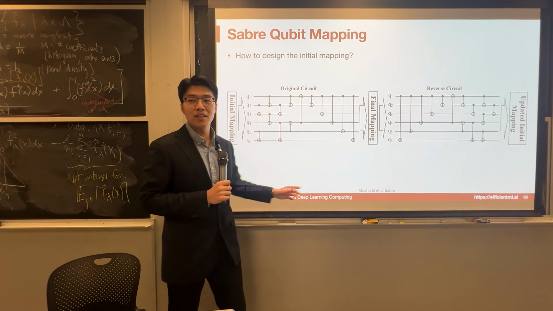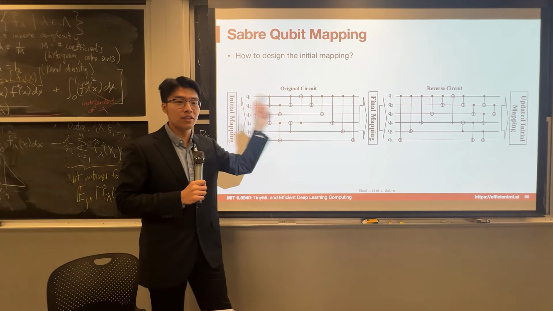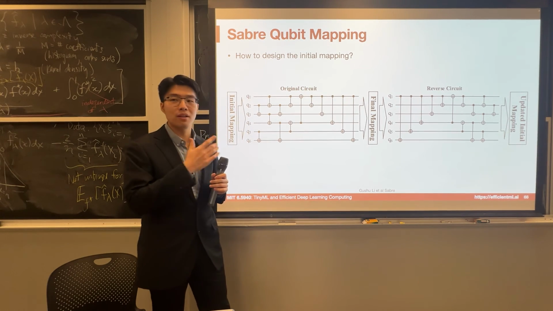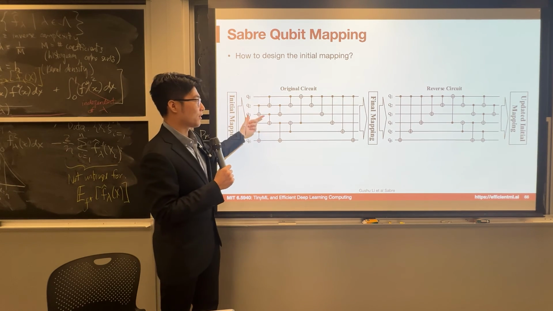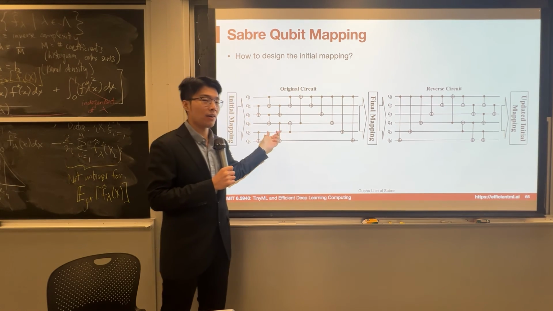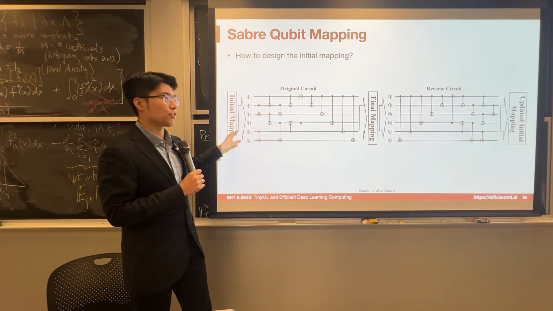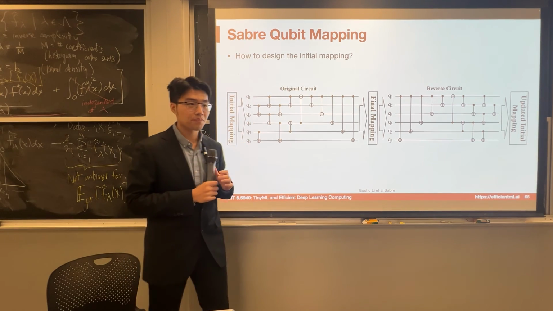Because we have the reverse and the original circuit, we can do these iterations for many rounds. Each round can improve upon the previous mapping. So that's all using this phenomenon of the reversibility of quantum circuits. It's a very elegant way to find the best initial mapping, right? Because we can do this for many iterations.